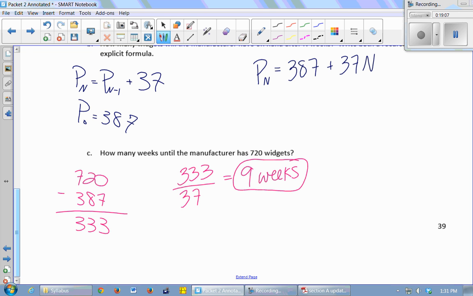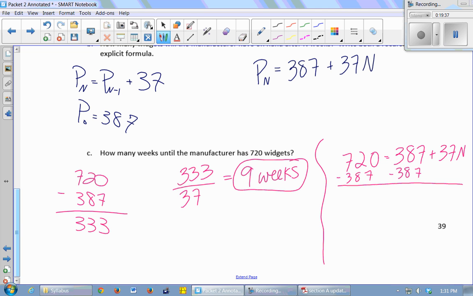You could write an equation, right? N represents the number of weeks. So I'll be solving for N because that's what they asked me for. And I'm going to make P, the population, 720. So I would do 720 equals 387 plus 37N. And the steps to solving this equation are the steps we just did, right? The first thing you would do is subtract 387 from both sides. So you would have 333 over here equals 37n on the right.